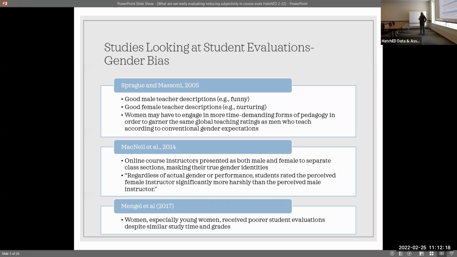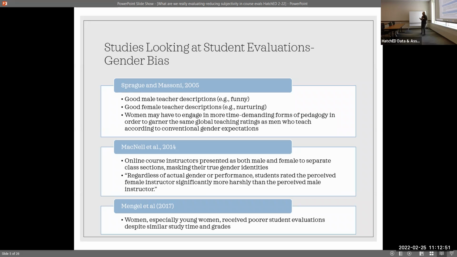McNeil et al. in 2014 found that, and this was a very fascinating study, they put students in an online course and divided them into two groups. One thought they had a male faculty member leading the course and one thought they had a female faculty member leading the course. The students were blinded to the reality, but it was the same person interacting with both groups.